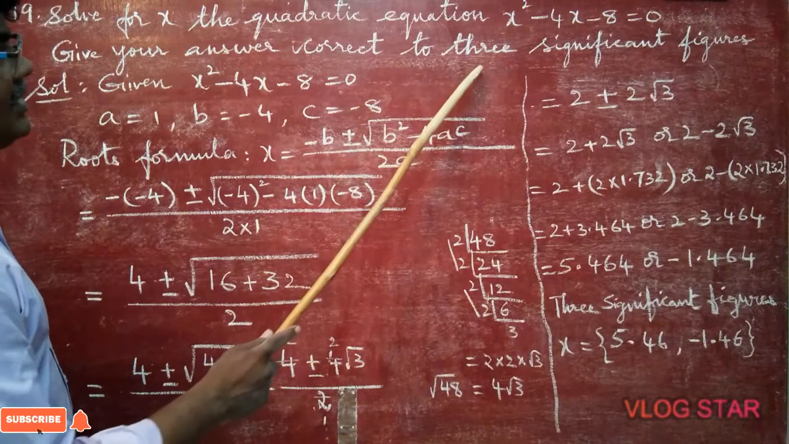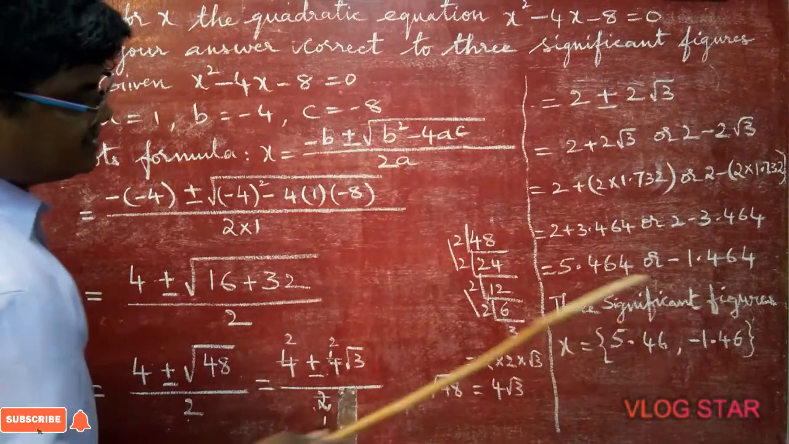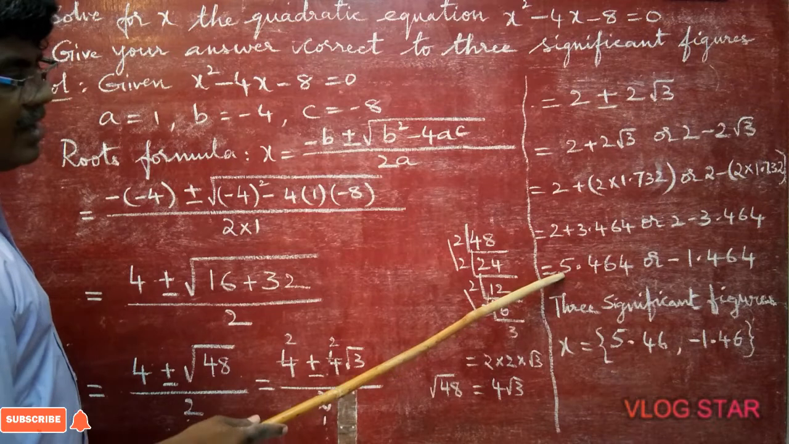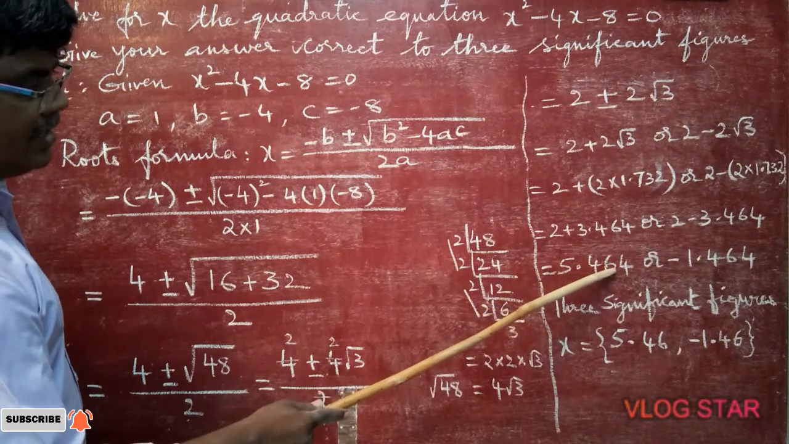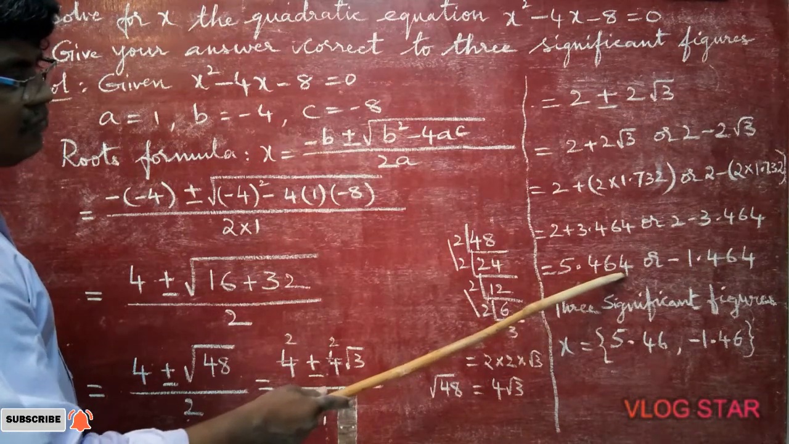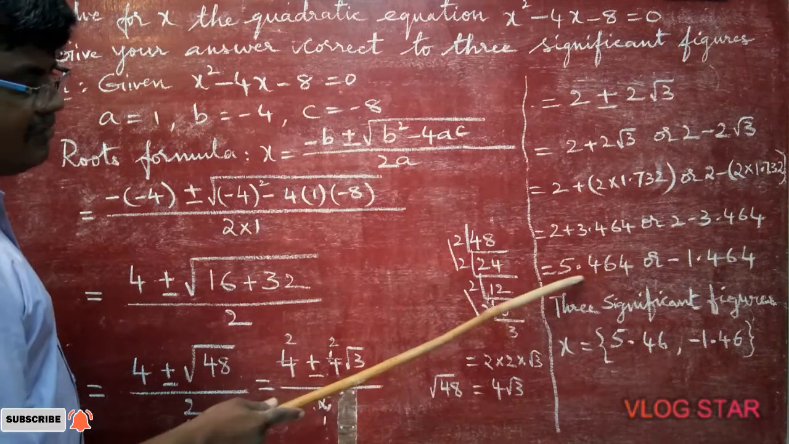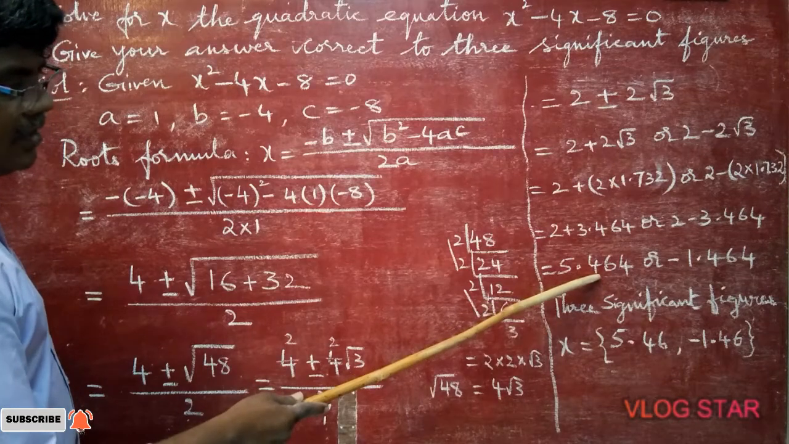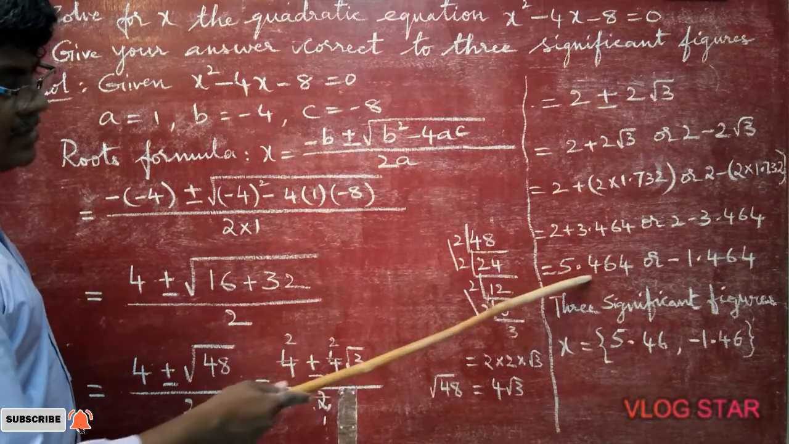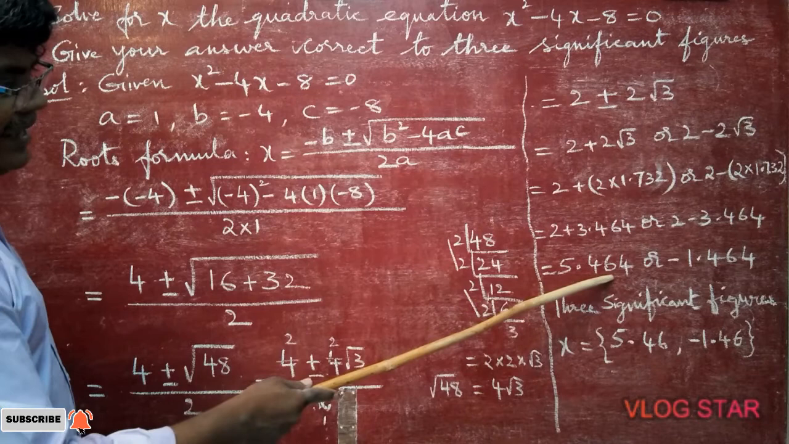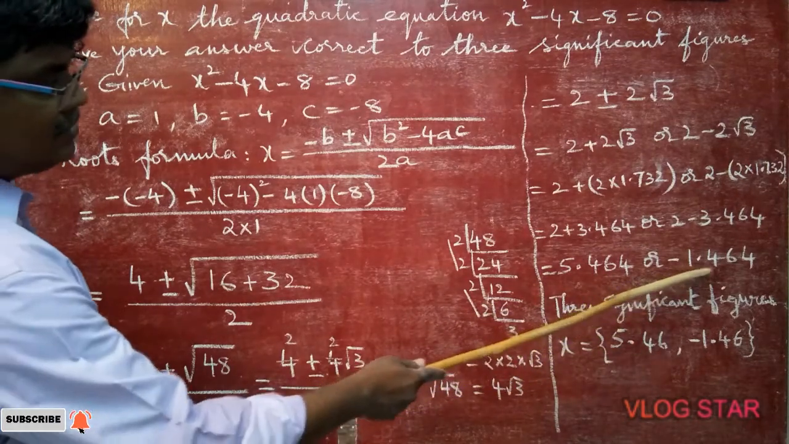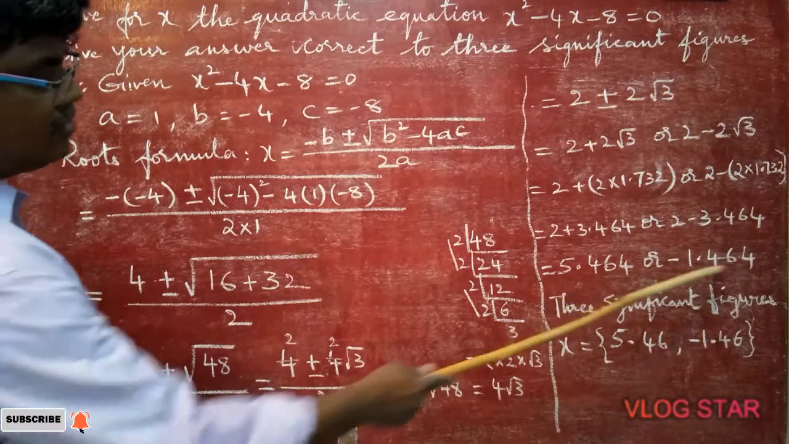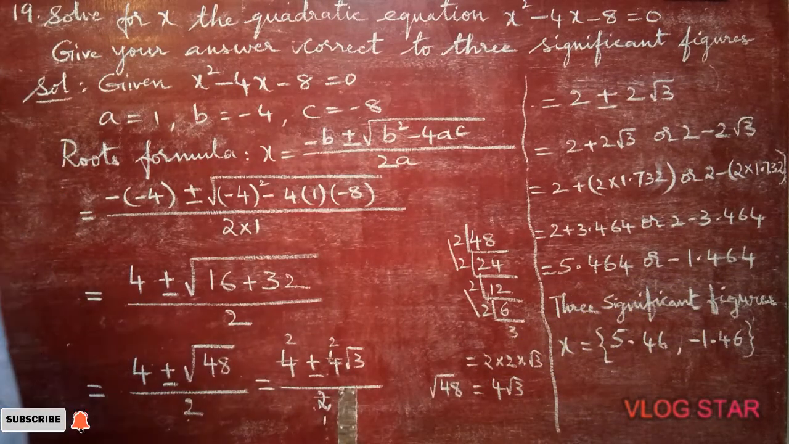Here they are asking the question, 3 significant figures. It means right from the beginning you have to count the digits. 1, 2, 3. If they ask 4 significant, this also will come. If they ask 2 significant, 5.4 only. If they ask 3, 1, 2, 3. So 1, 2, 3. Here also 1, 2, 3. The fourth one you should exclude. You should not write. Okay, that is the meaning of 3 significant figures.